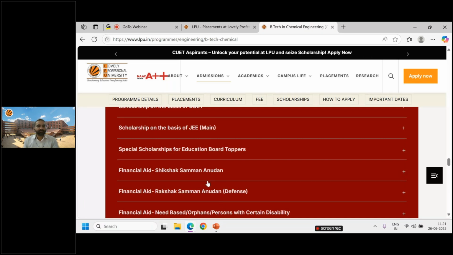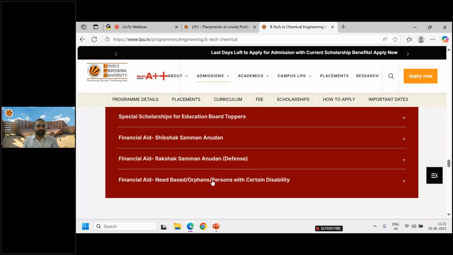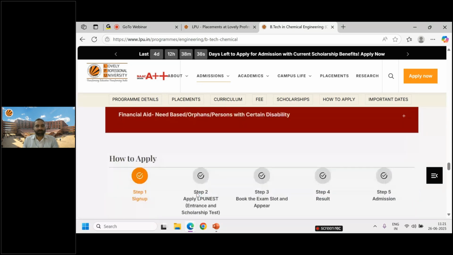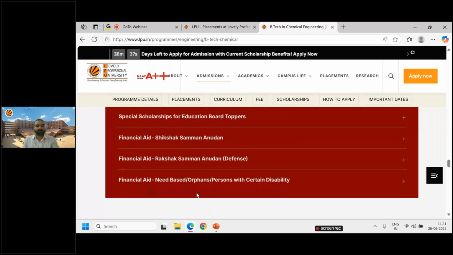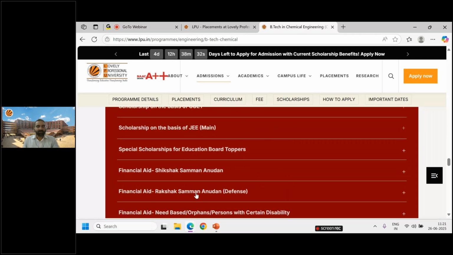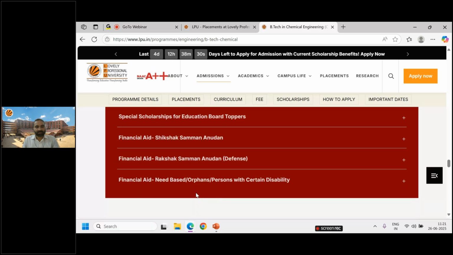Then financial aid through Rakshak Samman Anudan. This scholarship is given specially to defense dependents, the dependents of defense personnel. And then we also offer financial aid to need-based students, orphans, and persons with certain disabilities. We consider this, but you need to consult with our counselors before. If you have any doubt, you can call us.